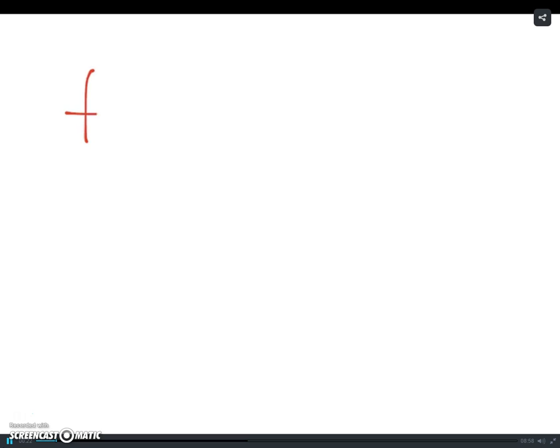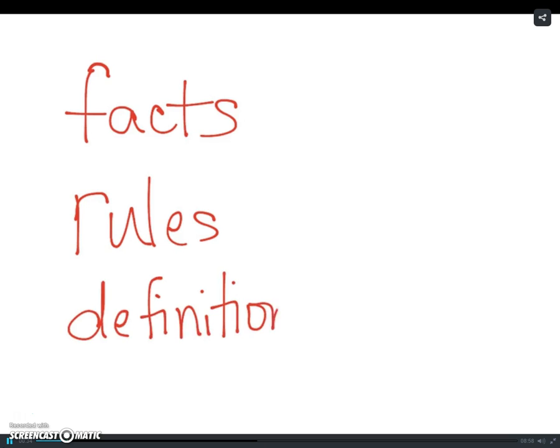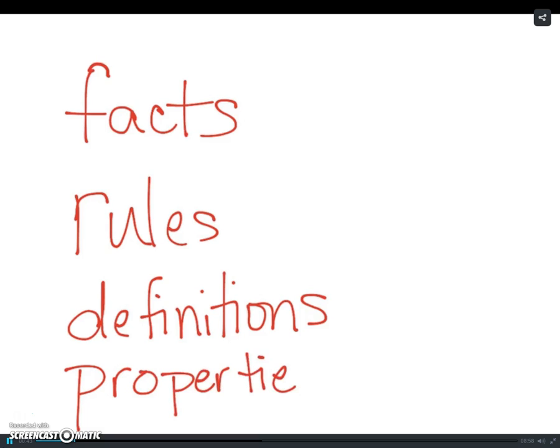So it uses facts, rules, definitions, and since we're talking about math here, you might also hear about properties. That's another one. So any of these can be used to draw a valid conclusion from some given statements.